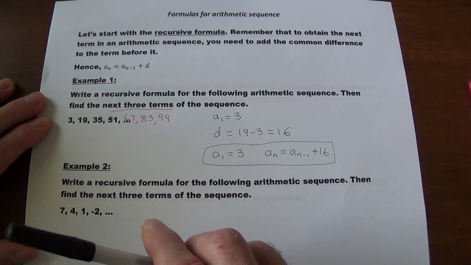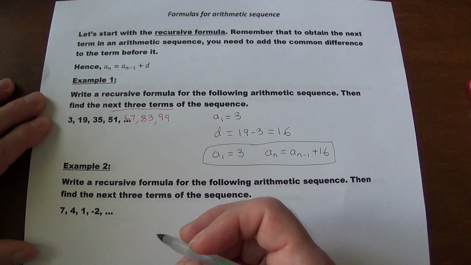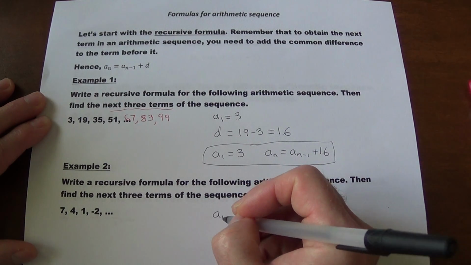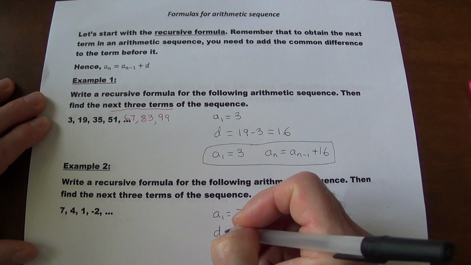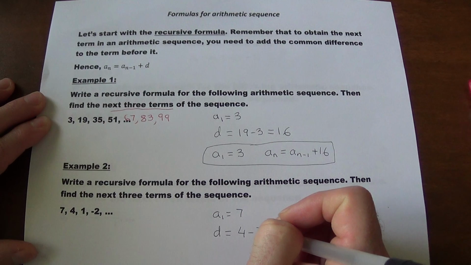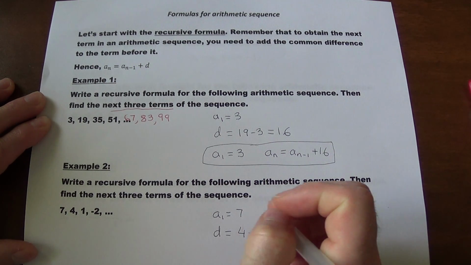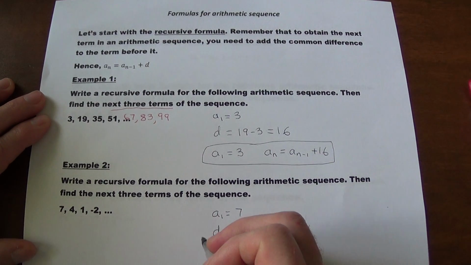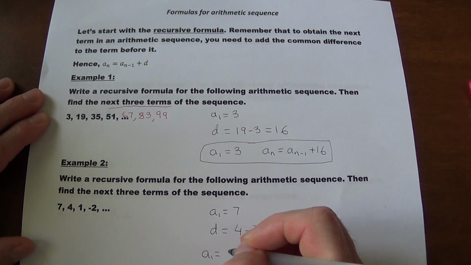The second problem, we have our sequence 7, 4, 1, negative 2. The first term is going to be 7. The common difference here is if I do 4 minus 7, which is the second term minus the first term, it's going to give us negative 3. And then our formula is going to be the first term equals 7.